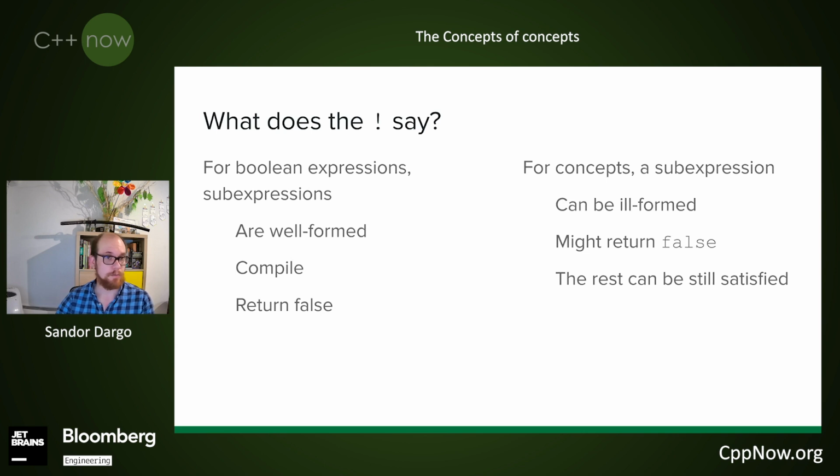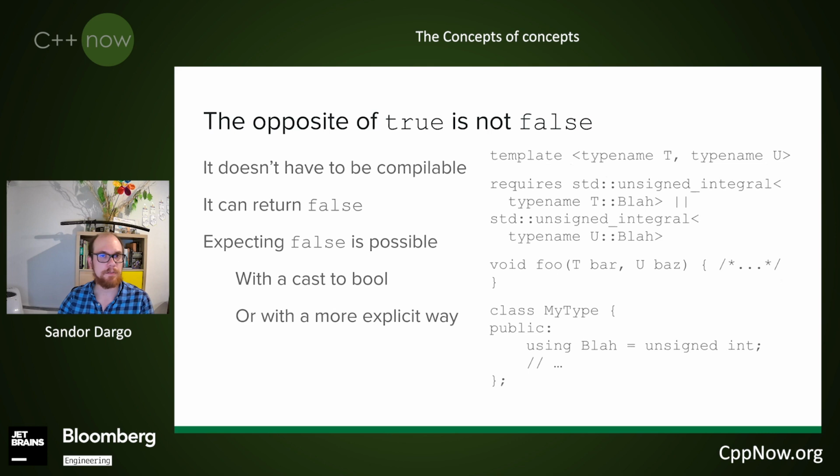So when you consider Boolean expressions, then you take into account that all the sub-expressions are well formed, they would compile, and if they are evaluated to false, it means they would return false. But for concepts, it's a bit different. A sub-expression might be something ill-formed. It might return false, but it might be something that simply wouldn't compile. And this works as soon as the whole can be evaluated to true. If not, then you will have a compilation error. So let's see an example for that.